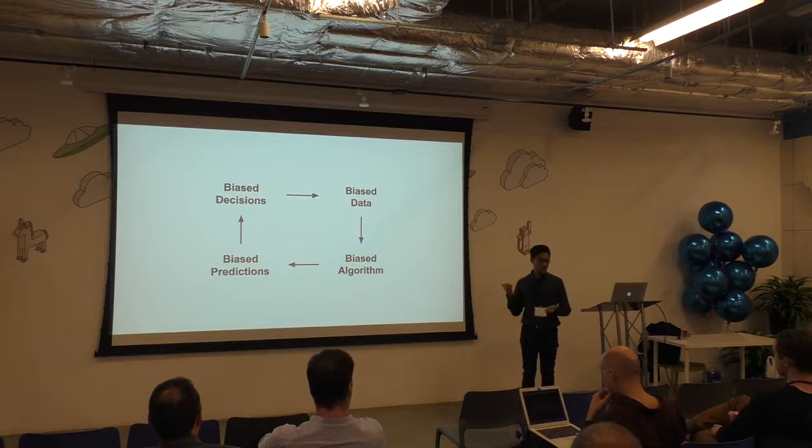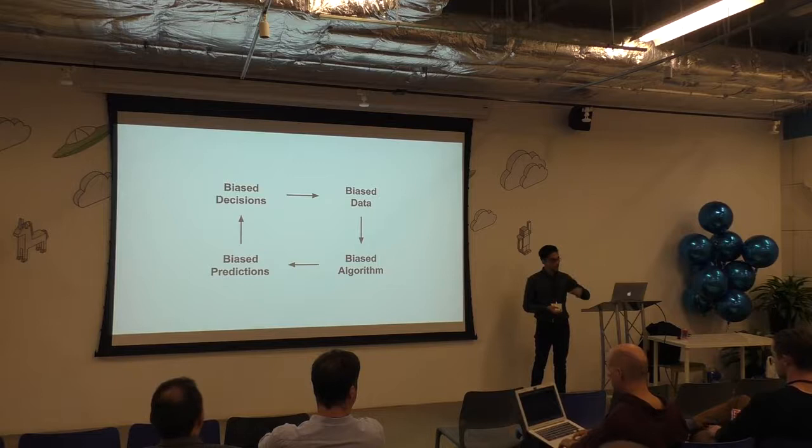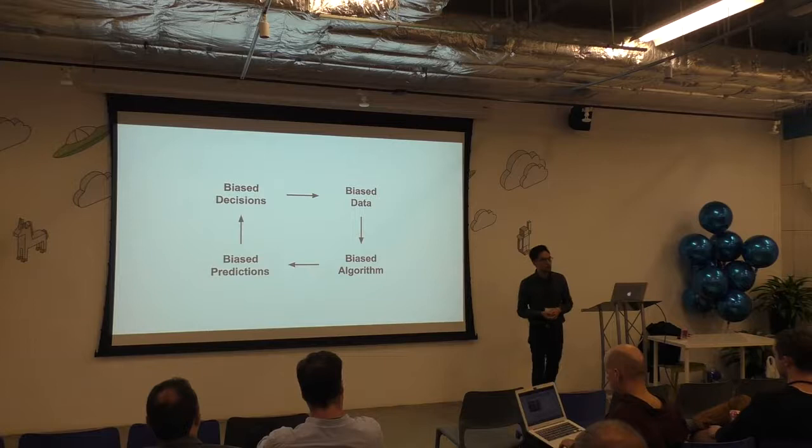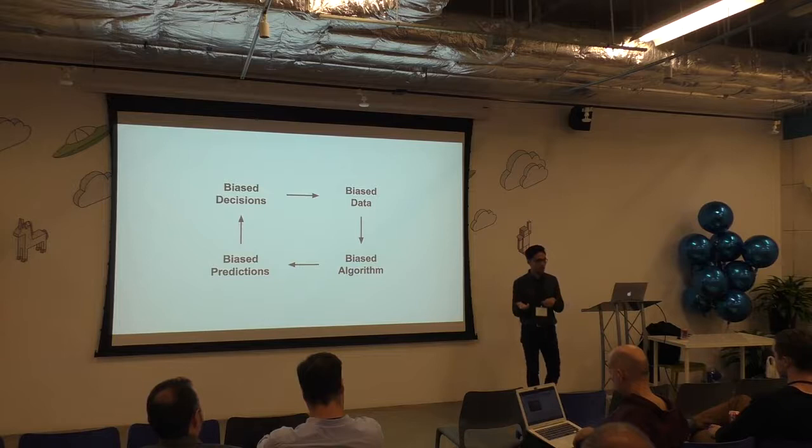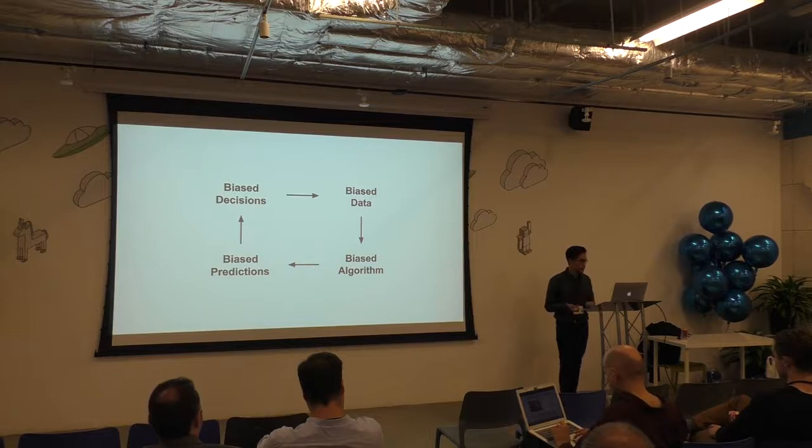So then you train an algorithm on it. That algorithm, the math and the instruction set of how you learn, I would say is objective. It's a set of mathematical rules. However, I think the thing that is missed in a lot of these conversations is that there's a difference between an algorithm or a model and an instantiated model. An instantiated model is a model that has learned and seen some examples of your data. And if that data reflects those biased decisions, then it's going to learn those biases.